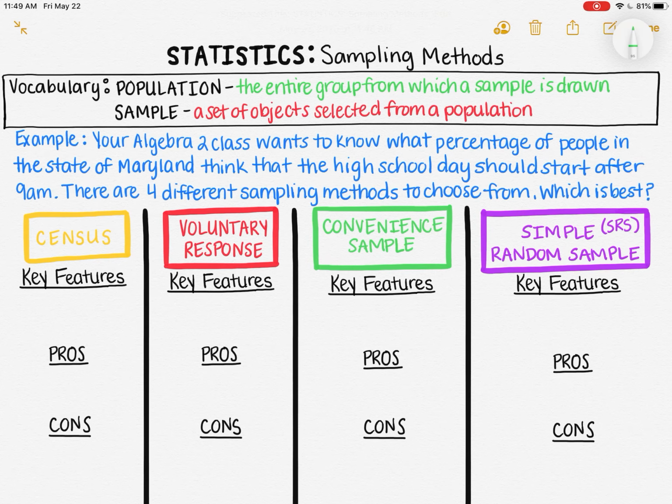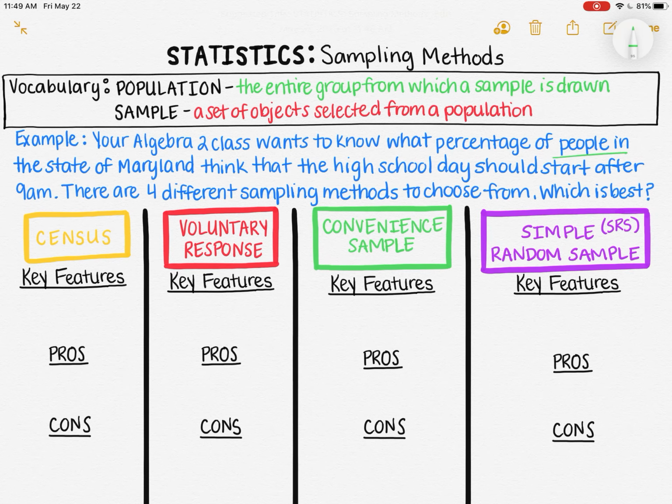We have 4 different sampling methods to choose from, and for each one, we're going to discuss the key features and then pros and cons of each so that we can figure out which one would be best to use. First, let's make sure we know the difference between a population and a sample. A population is the entire group of people from which a sample is drawn. In other words, it's the entire group of people that we're interested in finding out this information for.